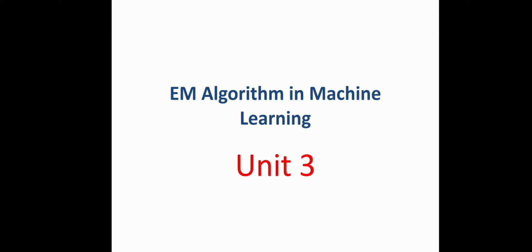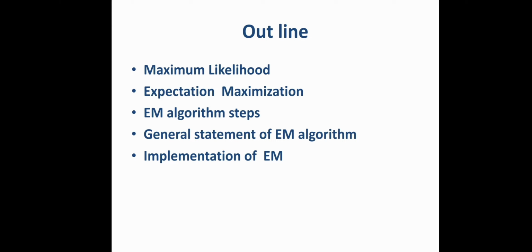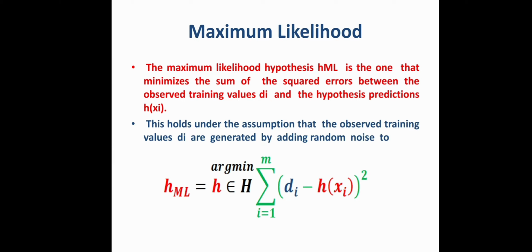In this video, we are going to discuss the EM algorithm in machine learning. Outline: maximum likelihood, expectation maximization, and general representation. First of all, what is likelihood?